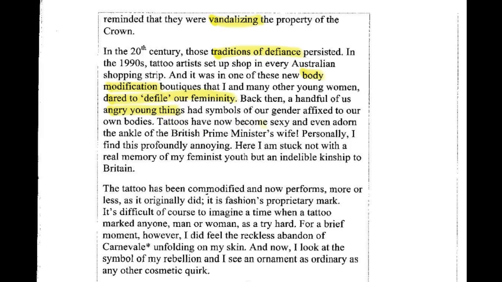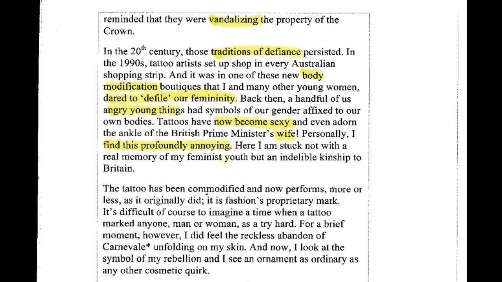Tattoos have now become sexy. So again, there's this idea of how they've changed, and even adorned the ankle of the British Prime Minister's wife. Okay, so that's kind of interesting. Personally, I find this profoundly annoying. Okay, that's kind of important there, isn't it?